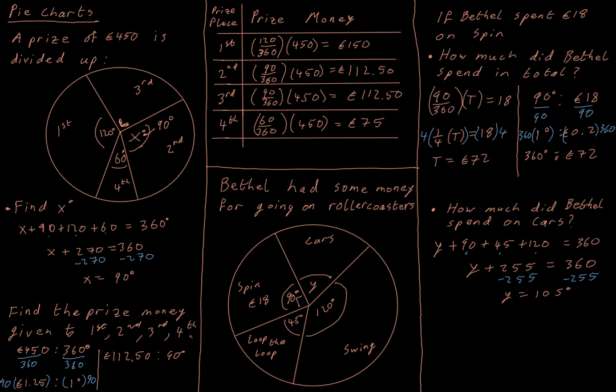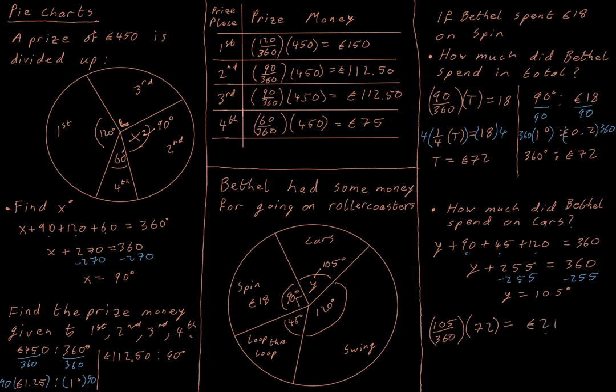So now we know this angle, I'm going to write it in. So always update the diagram so we can see what we know. And now I can either do this via ratio, or I can do it by fraction of the circle. I'll write this one out by fraction of the circle. So my amount of money that was spent on cars is going to be 105 degrees out of 360. That's the fraction of the circle that we're talking about. Times the total that we now know from the previous part of the question, which was 72. And when we multiply that out, we get 21 euro.